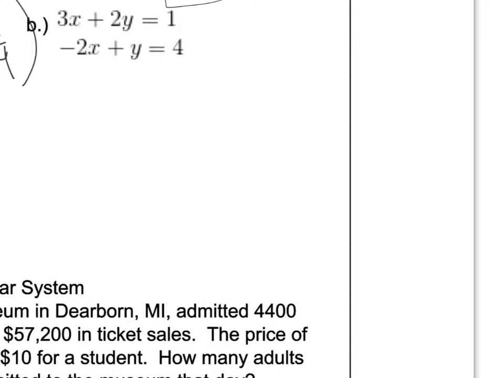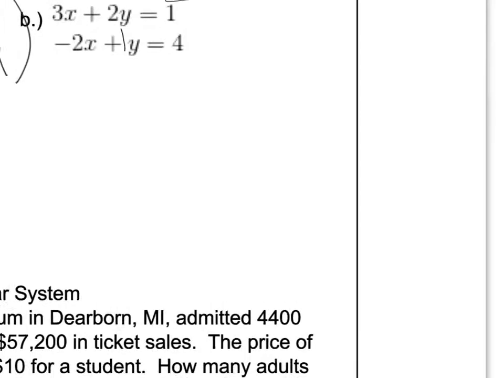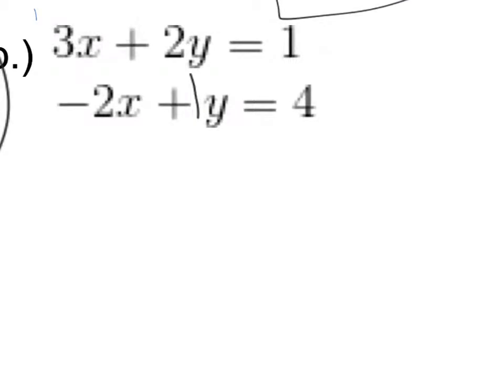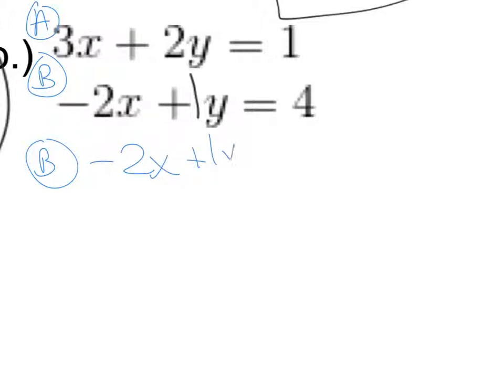And again, if I'm going to figure out which variable I want to solve for, I see a letter that's really by itself, it just has a 1, so I'm going to isolate this guy and get him all alone. And again, let me zoom in here. Let's call this equation A and equation B. So I'm going to take equation B, and we're going to solve for that y. So it's a negative 2x plus 1y equals 4.